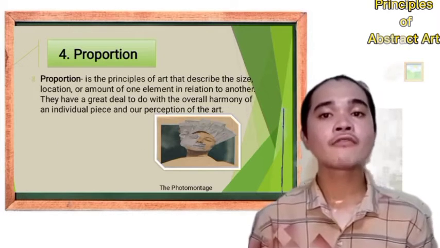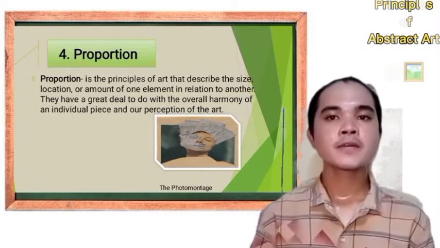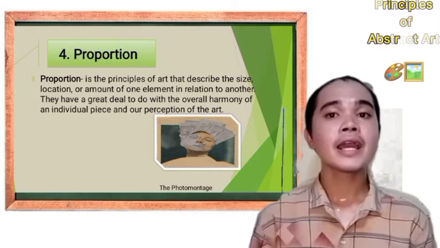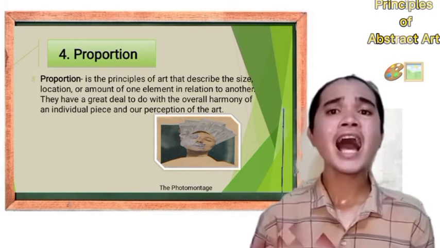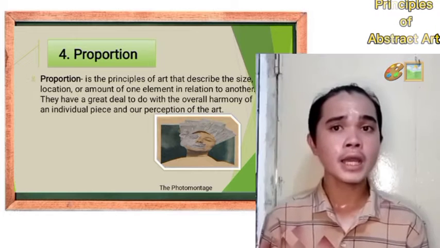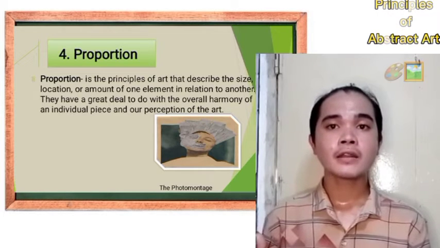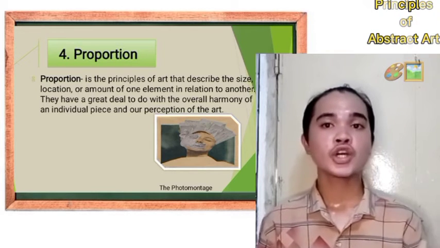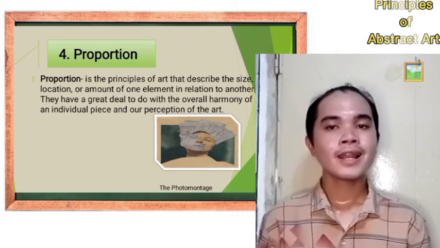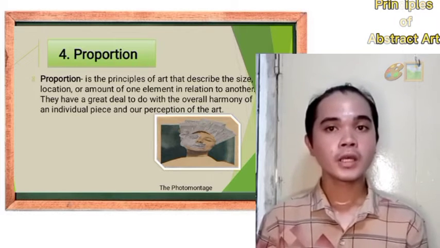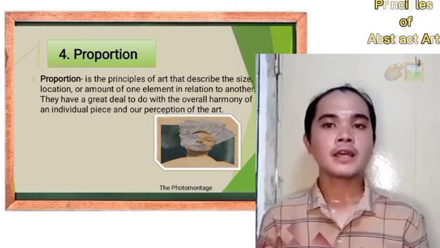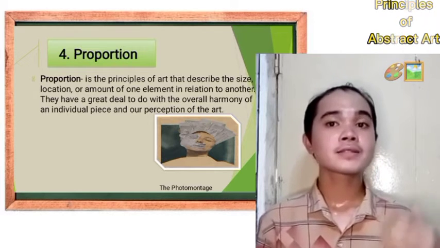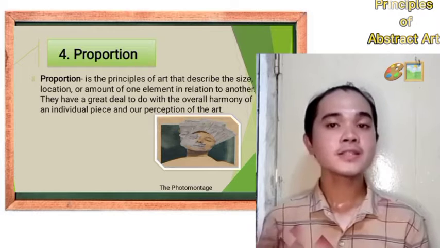Next, the fourth one, we have proportion. It is the principle of art that describes the size, location, or amount of one element in relation to another. They have a great deal to do with the overall harmony of an individual piece and our perception of the art. Proportion has a very similar definition but tends to refer to the relative size of parts within a whole. For example, if you are painting a portrait of a dog and a person, the dog should be at the correct scale in relation to the person.